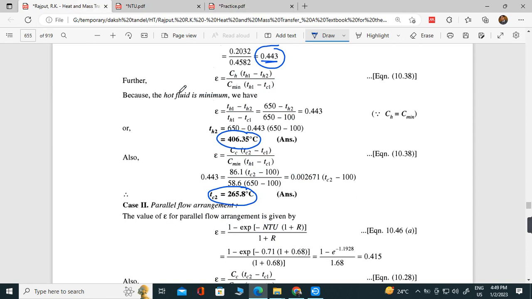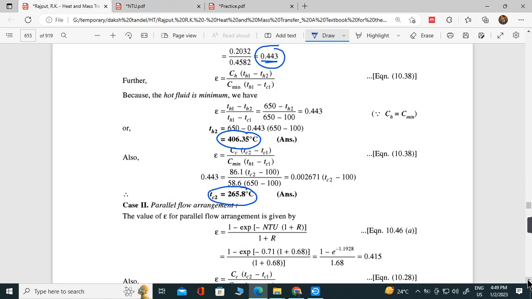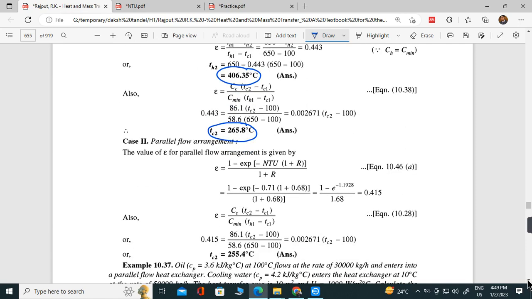तो ये तो हो गया सिर्फ काउंटर फ्लो के लिए. तो काउंटर फ्लो के लिए कौन सा इक्वेशन हमने यूज़ किया, देखो काउंटर फ्लो के लिए ये इक्वेशन हमने यूज़ किया. अब हमें जाना है कहाँ पे, पैरेलल. तो पैरेलल के लिए कौन सा इक्वेशन यूज़ करेंगे हम, ये इक्वेशन यूज़ करेंगे. So I hope you have understood this. So I am not repeating the procedure. So here you can see that what we did first.